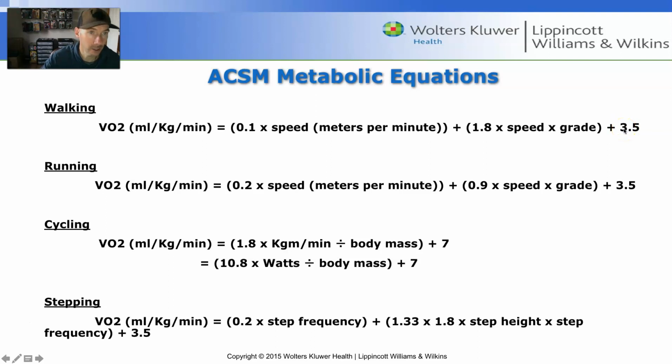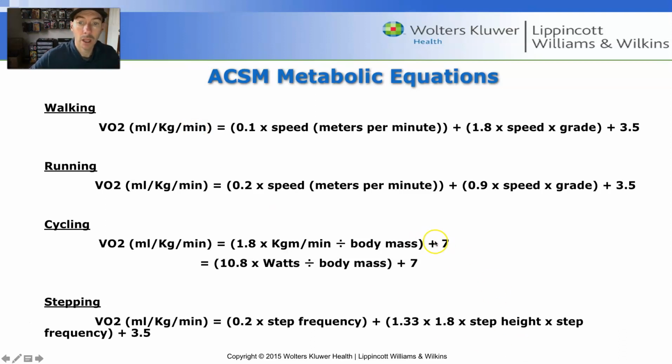We usually consider resting energy expenditure to be 3.5 milliliters per kilogram per minute. Milliliters of oxygen per kilogram of body weight per minute. This is the unit that we use to express oxygen consumption. Okay, so resting energy expenditure, again, is agreed upon, assumed to be 3.5 ml per kg per minute.